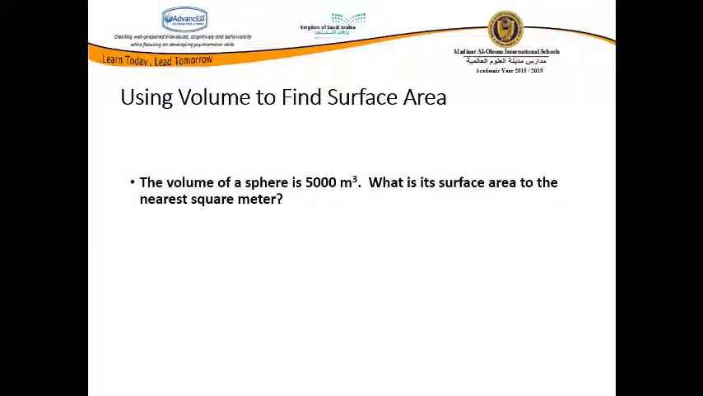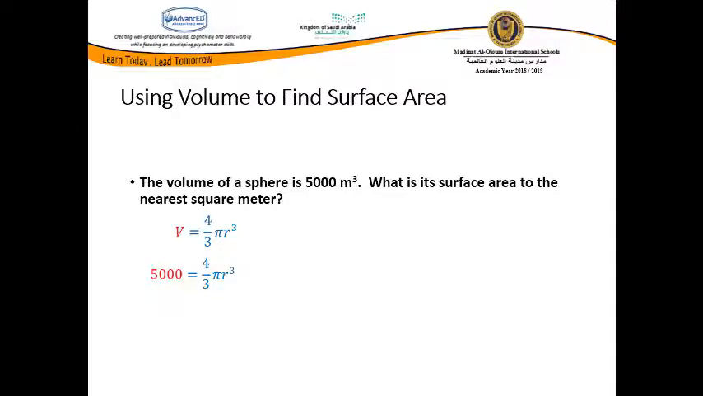How to find the surface area from the given volume? The volume of a sphere is 5000 cubic meters. What is the surface area to the nearest square meter? Since we have the given volume, let's write the formula of the volume. Volume equals 4 over 3 pi r cubed. The given volume 5000 equals 4 over 3 pi r cubed.